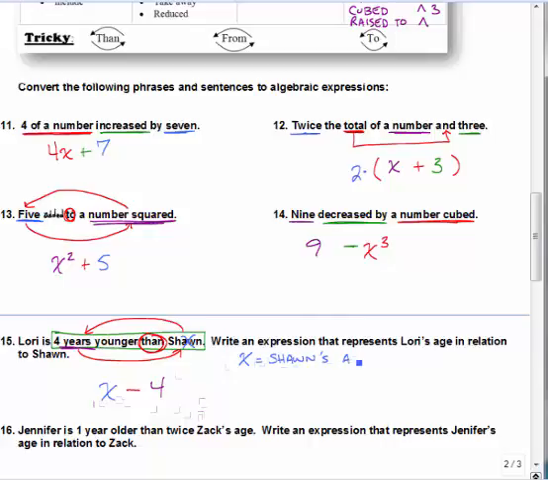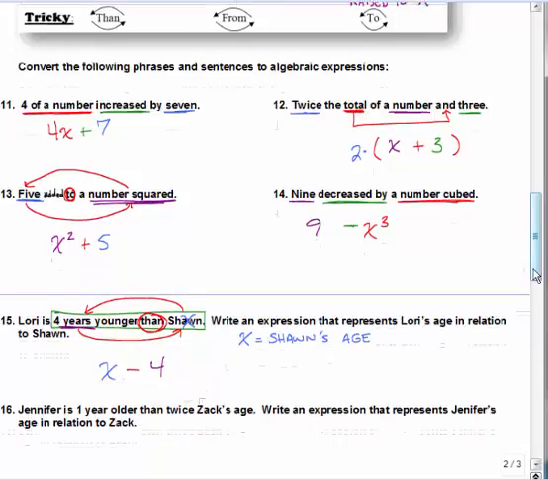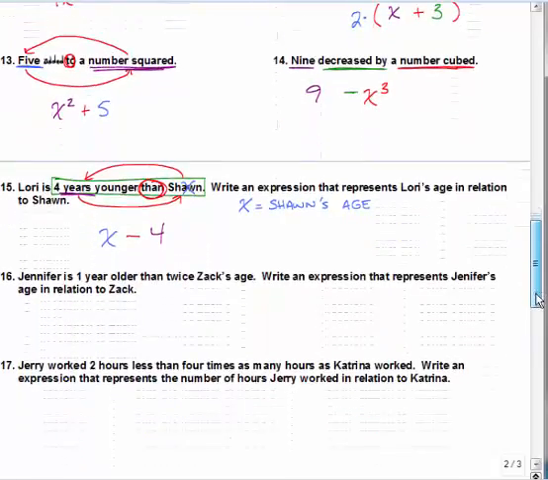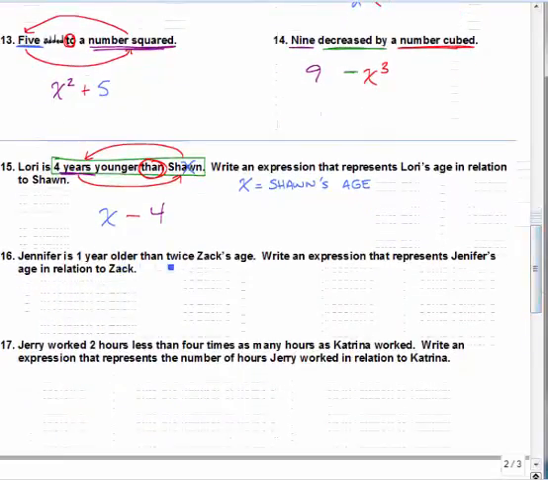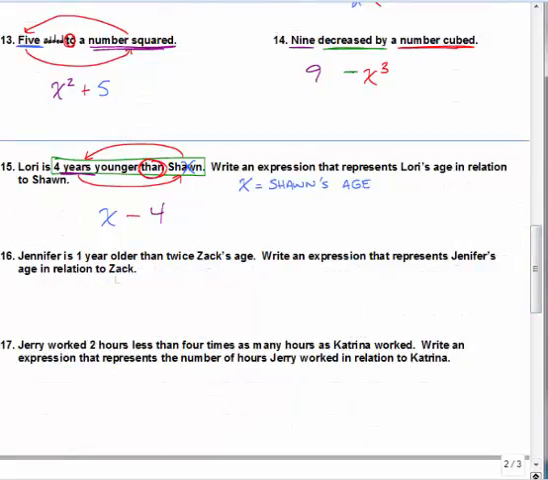Okay, let's try another one of these contextualized problems. It says Jennifer is 1 year older than twice Zach's age. Write an expression that represents Jennifer's age in relation to Zach. Okay, so again on this one, I'm trying to write this statement right here, 1 year older than twice Zach's age. So once again, they give us the word then. They're not letting up on us learning how to work with the then. So we're going to have to take the two quantities and flip them.